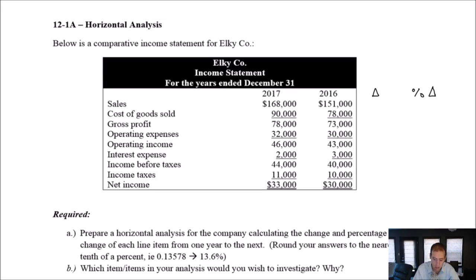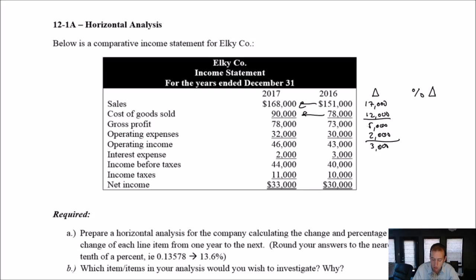Let's look at the change in sales from one year to the next. The change in sales was 17,000, and it's positive. It grew by 17,000. If it was negative, we'd put this in brackets. Cost of goods sold also grew by 12,000. I'm just looking at the difference from one year to the next. 151 to 168, that's 17,000. 78 to 90, the difference is 12,000. 73 to 78, our gross profit grew by 5,000. 30 to 32, our operating expenses grew by 2,000. 43 to 46, our operating income grew by 3,000.